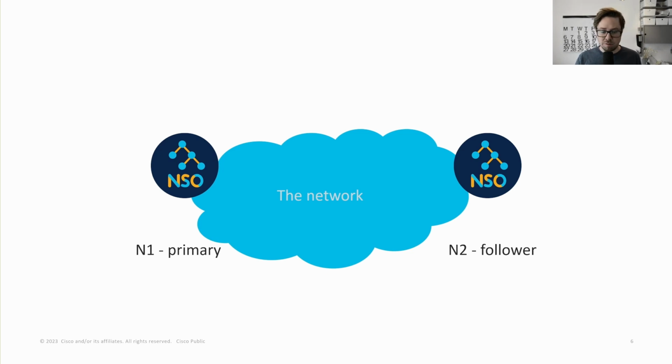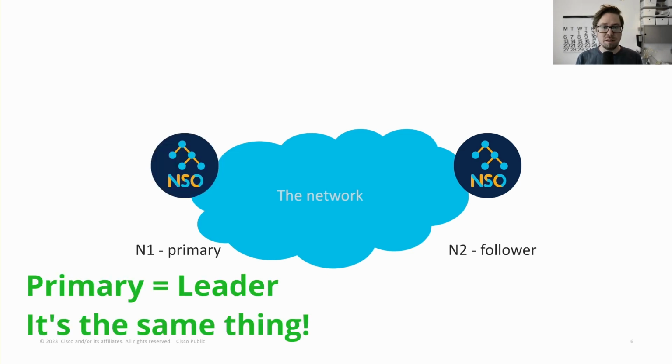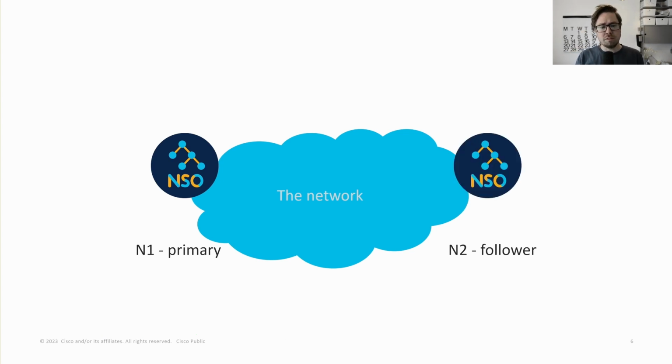Now let's apply this to a normal NSO AJ cluster. So you have two nodes here. We got N1, the primary, on the left side. It's currently the primary, I should say, and it's connected across the network to N2 here on the right, which is the follower. So all updates are synchronously replicated from the primary N1 to the follower N2.